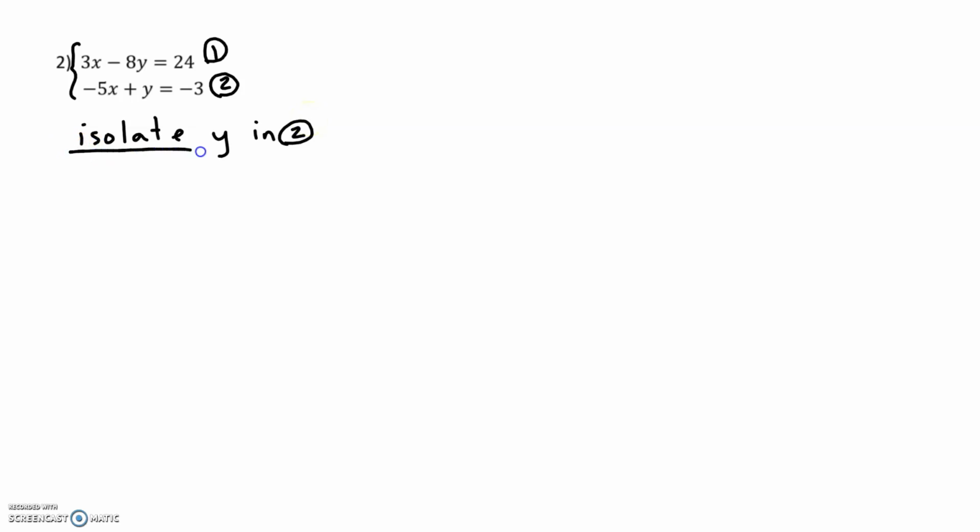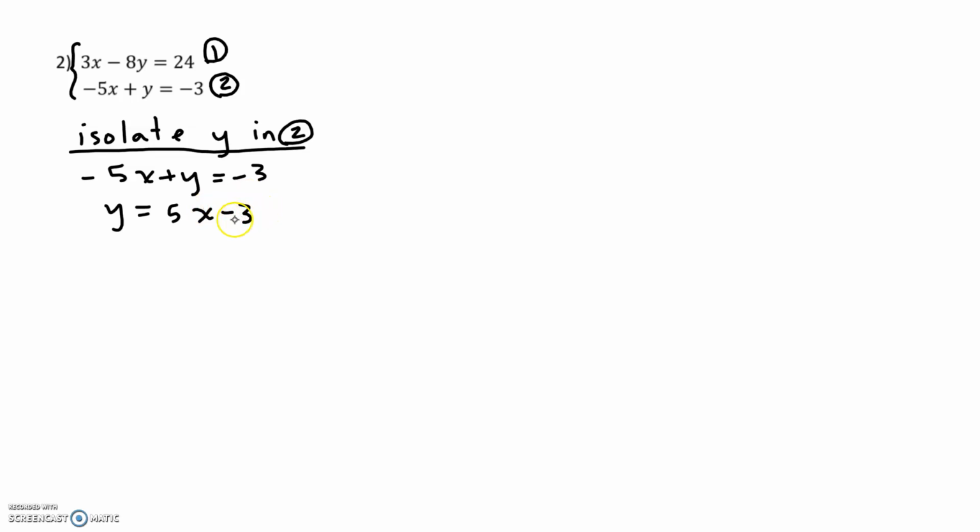Okay, so let's go ahead and do that. I have negative 5x plus y equals negative 3. I'll bring the negative 5x over. That leaves me with y on the left, and I'll have positive 5x minus 3. Okay, so that's my equation 2.